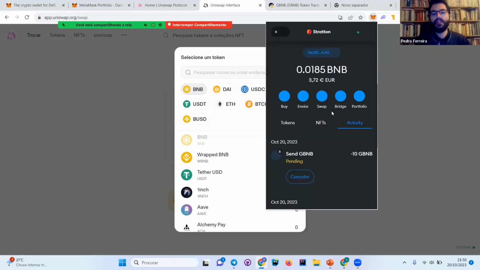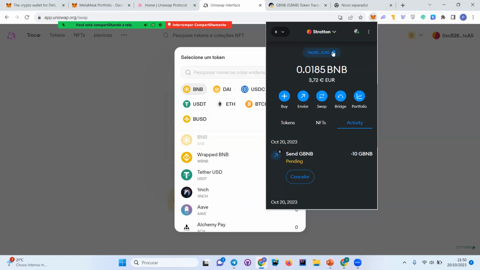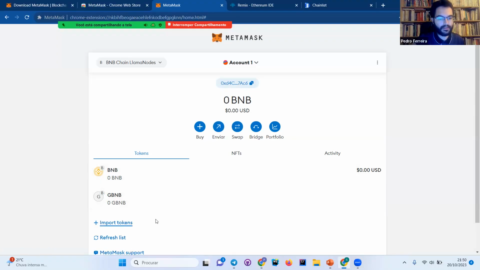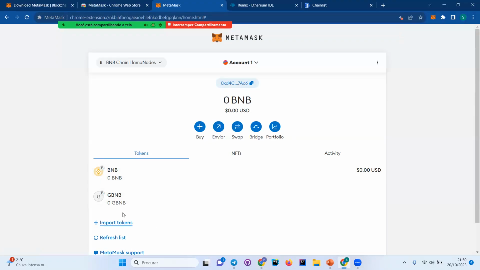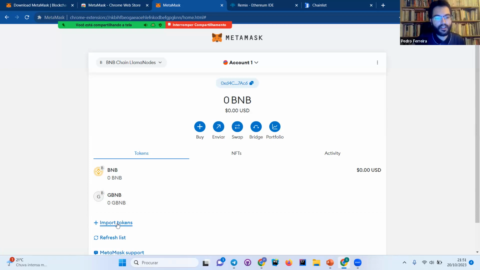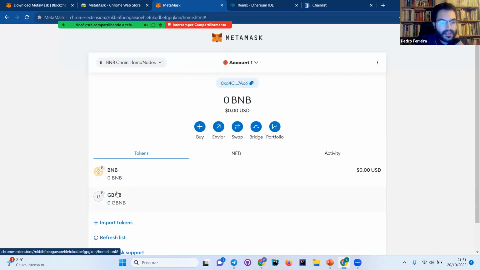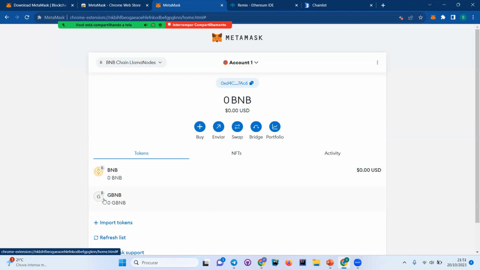Okay, sent you the 10 GBNB. Let me check. Did you add it already to import it here? I tried, but I don't know. You click it here, import, and paste the contract, right? Is it showing up here, GBNB? Yeah. And now, just a second, please.